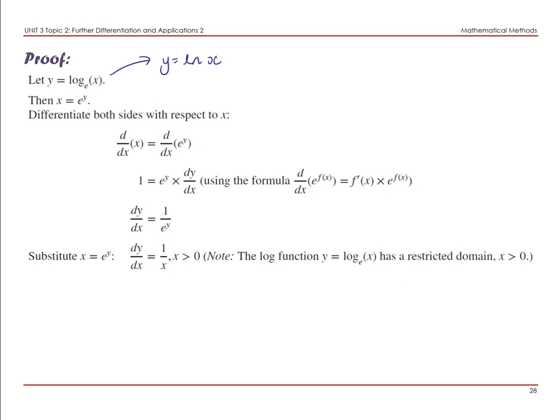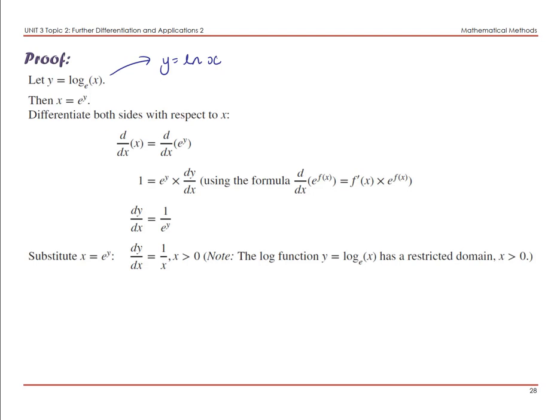So d dx of x and d dx of e to the y. Now to differentiate x with respect to x, it's 1. To differentiate e to the y with respect to x, it's e to the y times dy dx. Now, this is definitely going into specialist maths territory. So specialist maths students will understand this a little bit more.